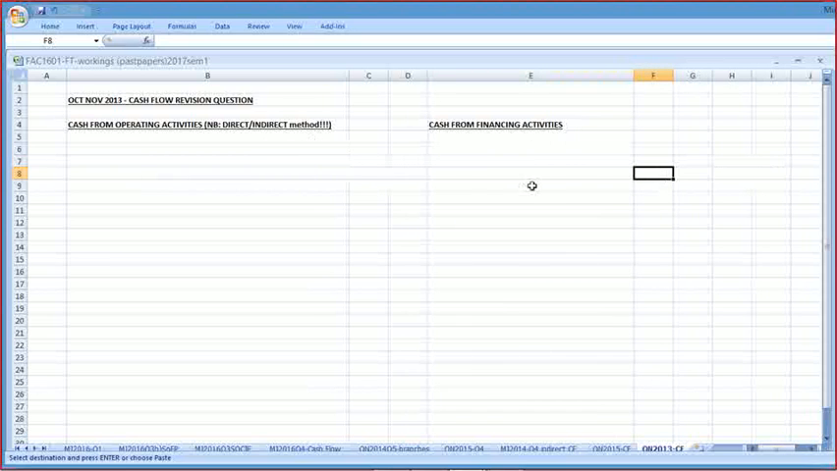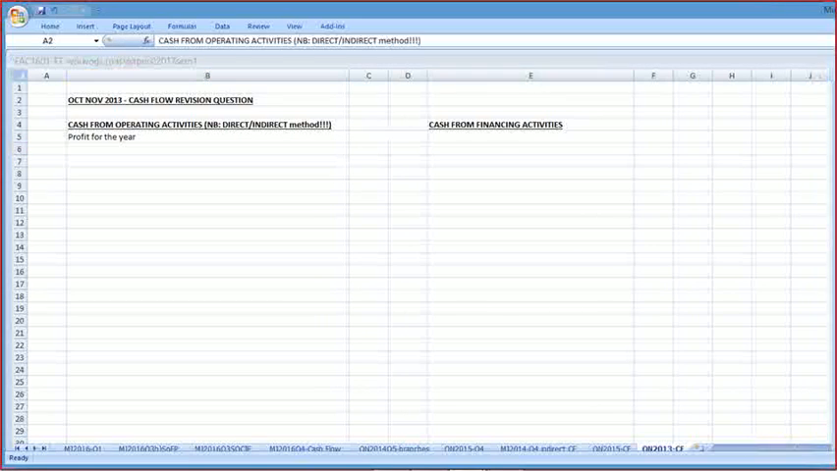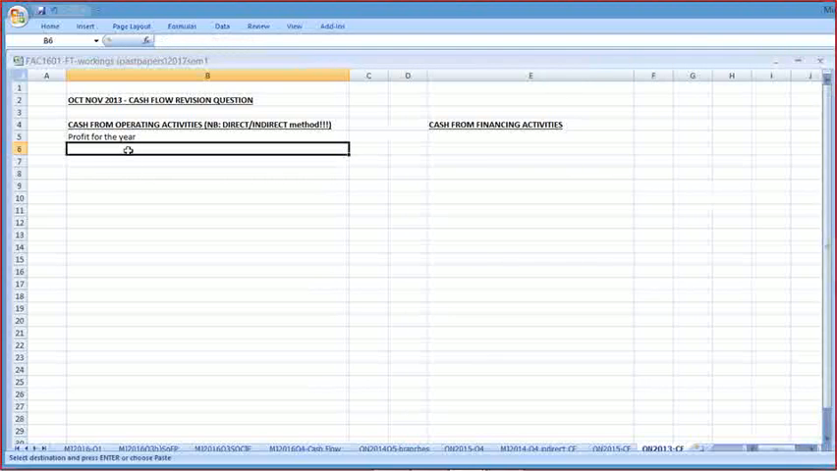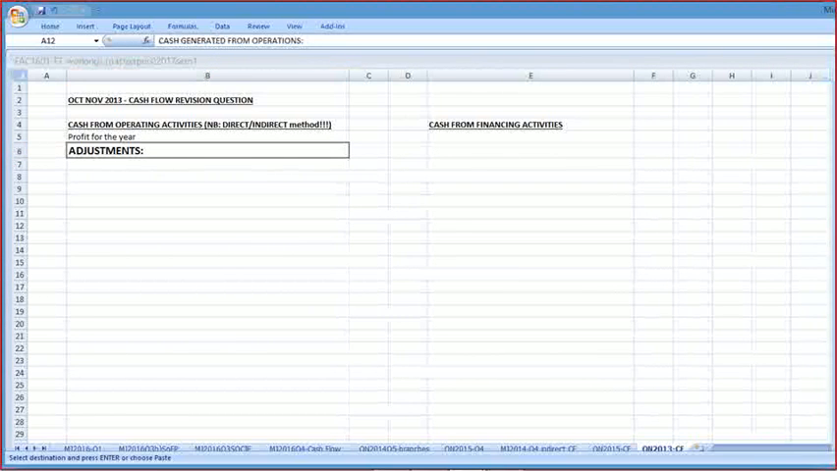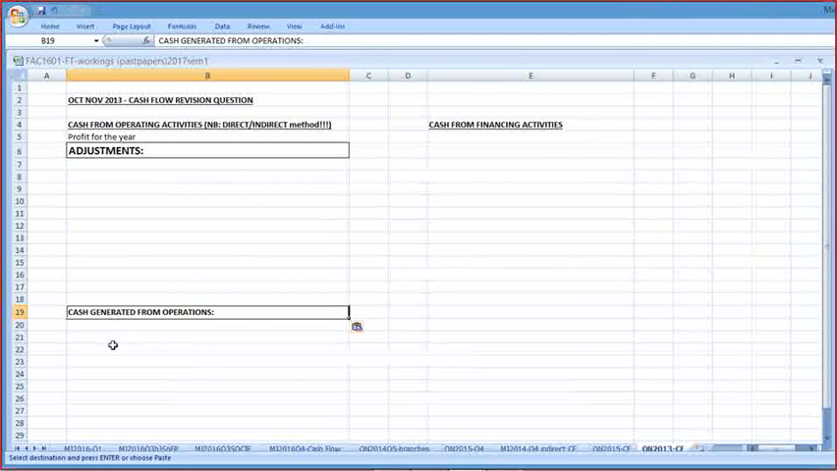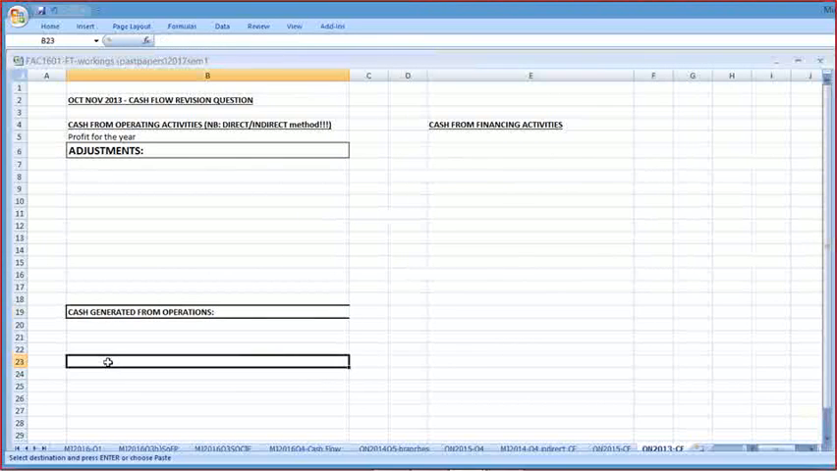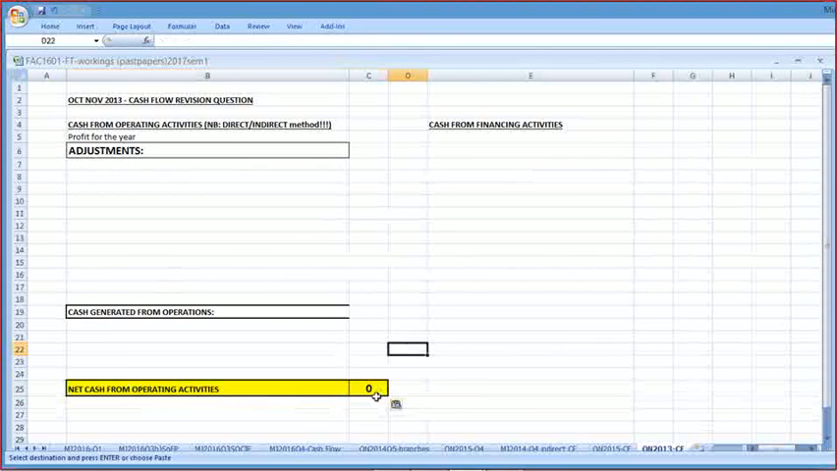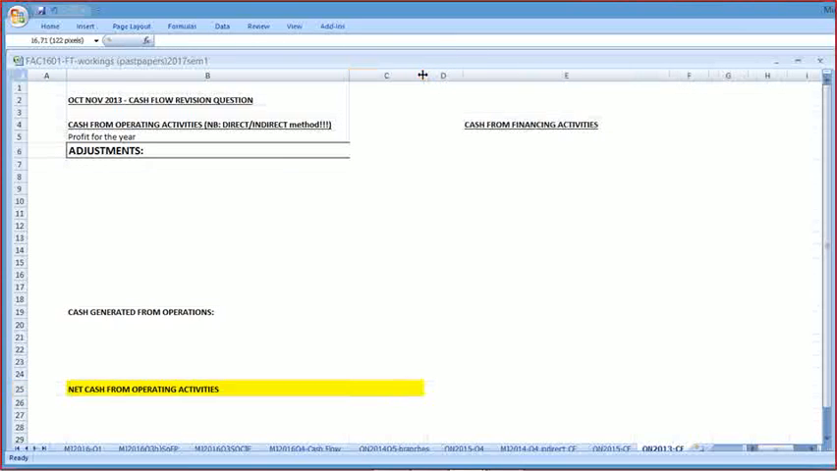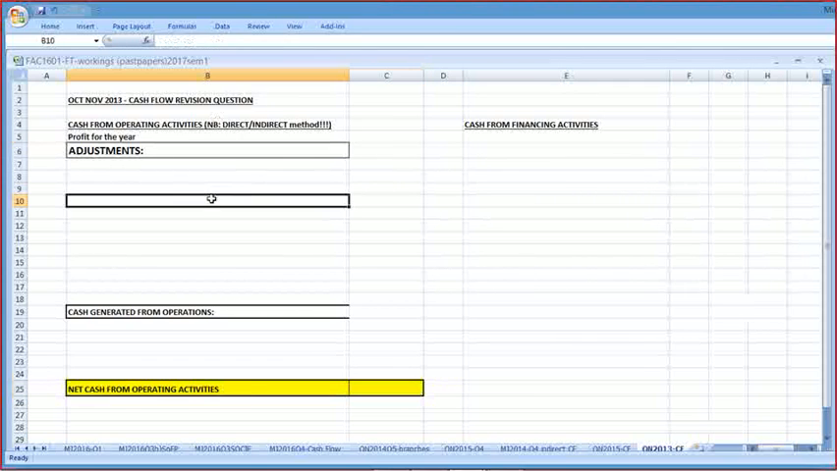So you need the profit for the year. Then you'll have adjustments. Then you need a heading: cash generated from operations. And then we need another heading: cash for the period. So we're looking for the cash flow from operating activities. That's what we're looking at here in terms of indirect.